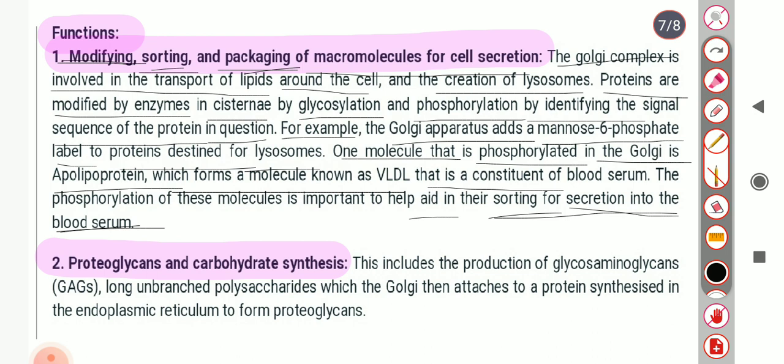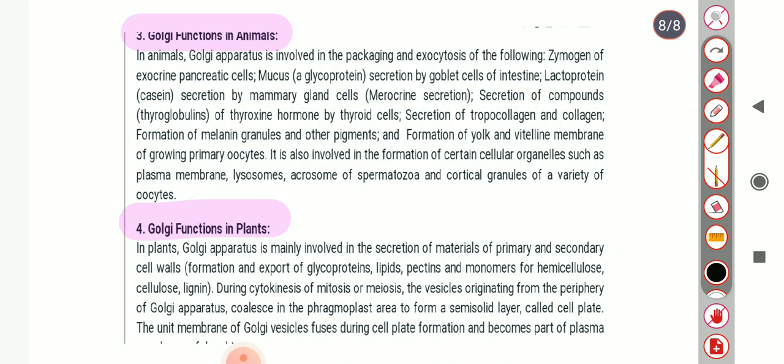Second function is proteoglycan and carbohydrate synthesis. This includes the production of glycosaminoglycans, GAGs, which are long unbranched polysaccharides that the Golgi then attaches to proteins synthesized in the endoplasmic reticulum to form proteoglycans. Its third function is in animals.